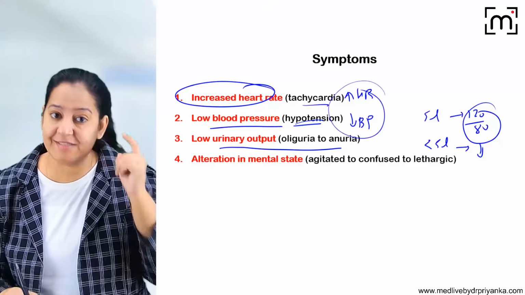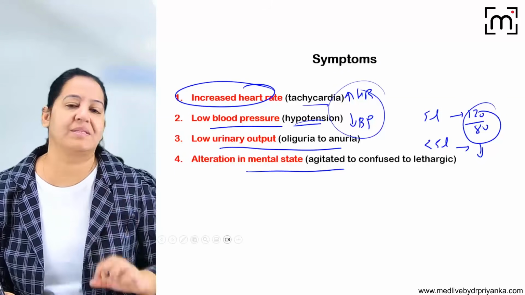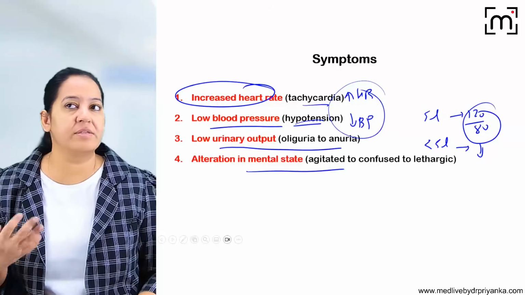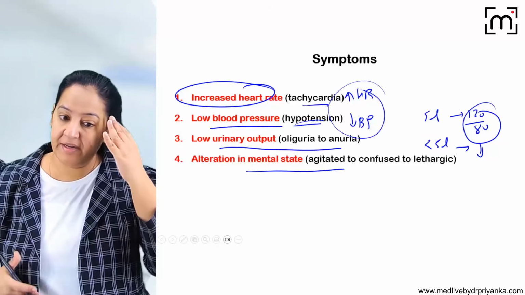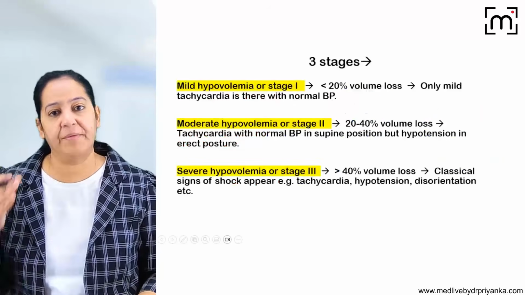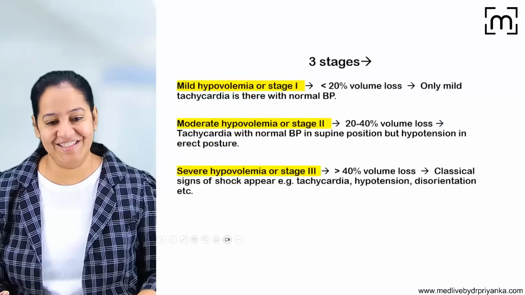And the brain also receives less blood. That's why the patient has altered mental sensation. Kidney and brain are the two most sensitive organs. Although all the organs are receiving less blood, the most common response is seen in the kidney and brain. In the kidney there is oliguria, and in the brain there is altered mental status. So those are the symptoms.